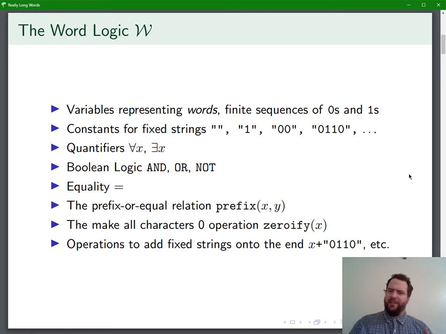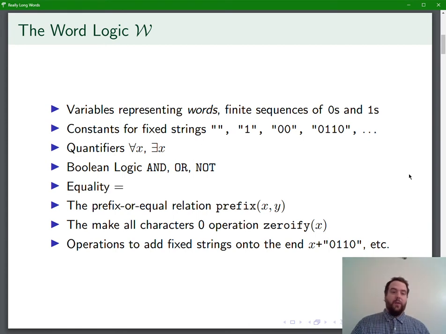This is a bit strange, but I'm going to have an operation that makes all of the characters in a word equal to 0. So, some sequence of zeros and ones, and we just make them all zeros, and it has the same length. This is actually a tool that I'm going to use in order to capture the length of a word. Two words have the same length if, when we zeroify them, when we make all of the letters 0, they wind up being the same.